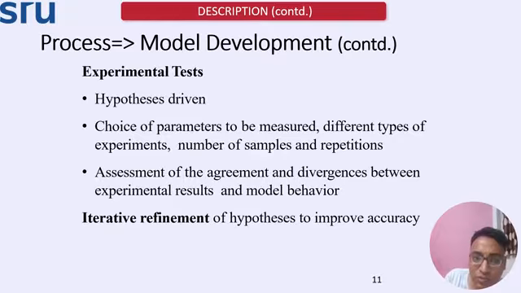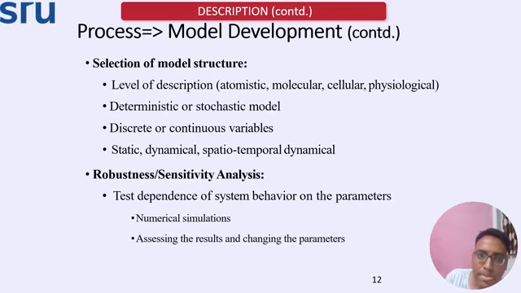So see, the model development is very crucial here. Iterative refinement of hypothesis is required to improve accuracy. Selection of model structure, level of description: deterministic or stochastic model, discrete or continuous variables. All this just means how many variables are considered in the model, like whether the concentrations are constantly changing throughout, which is continuous, or whether the concentrations only change when needed, which is discrete. They are not dependent on each other.